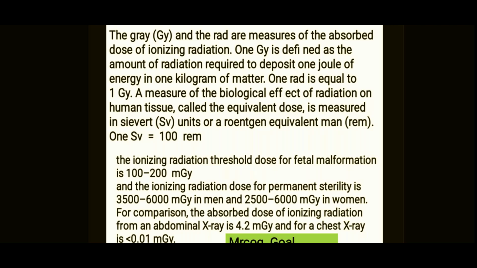Okay. A measure of the biological effect of radiation on human tissue called the equivalent dose is measured in sievert units or Roentgen equivalent man, that is REM, which we commonly use. So remember, 1 sievert is equal to 100 REM. Okay, so all these are used for the ionizing radiation.